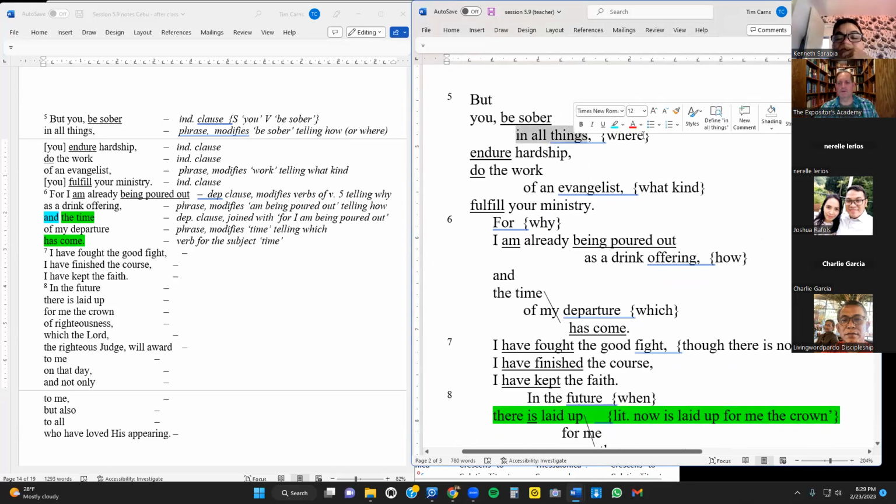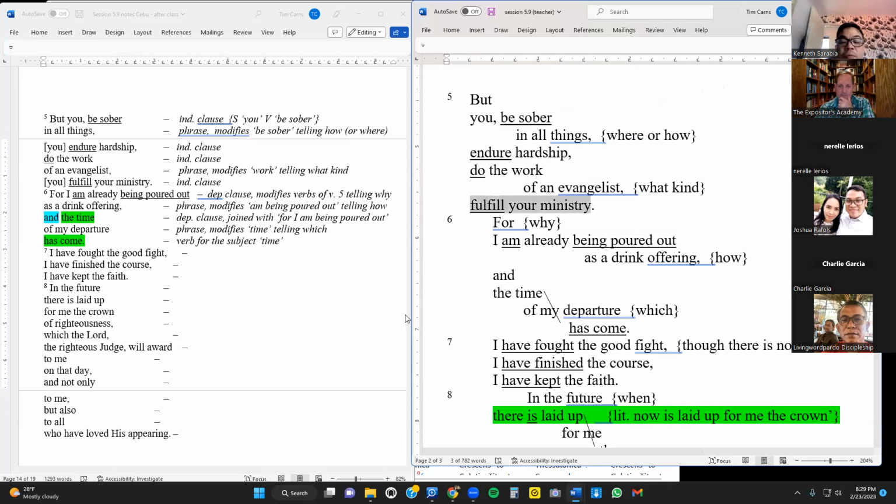In all things. So we said where, or that could be, or how. But it's modifying be sober, right? Then we have endure hardship. That's a second command. It's independent, so we put it to the left alongside you be sober, endure hardship. And then again, do the work of an evangelist. That's another independent clause. Of an evangelist modifies work. What kind of work? Fulfill your ministry.